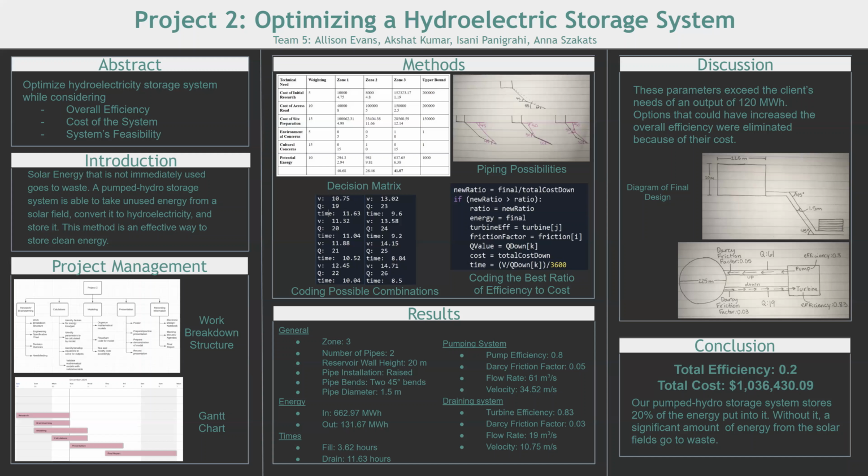The team anticipates that the total final cost of constructing the optimized pumped hydro storage system is about $1 million. In addition, our pumped hydro storage system stores 20% of the energy put into it, and without it, a significant amount of energy from the solar fields go to waste. Therefore, our system comprises an important step towards solving the problem of energy waste and efficient energy storage. Our system effectively optimizes the energy production of a system that uses solar fields to produce electrical energy to a community. Finally, this is a highly sophisticated model of a system that can evaluate various trade-offs of cost and power generation.